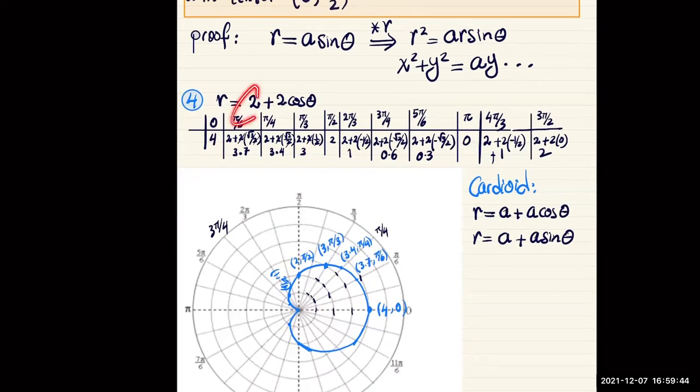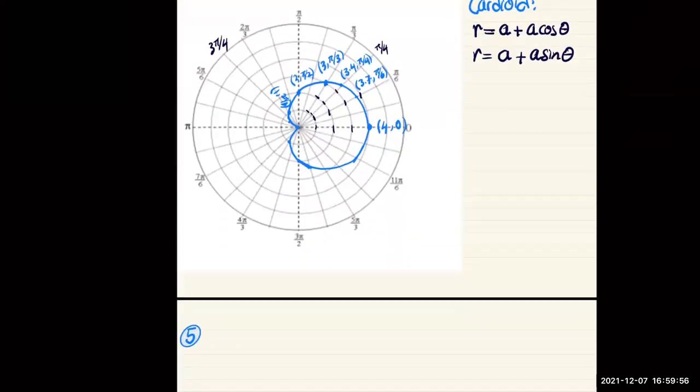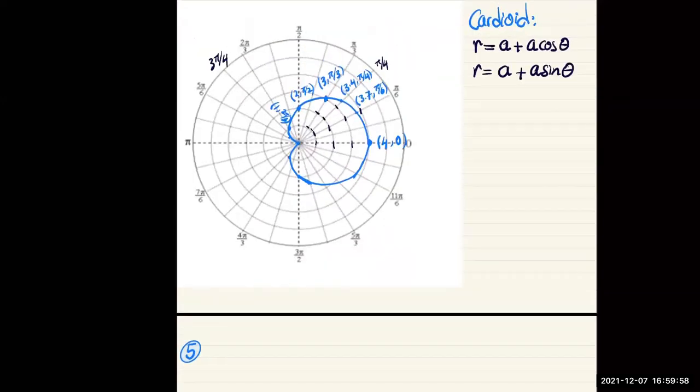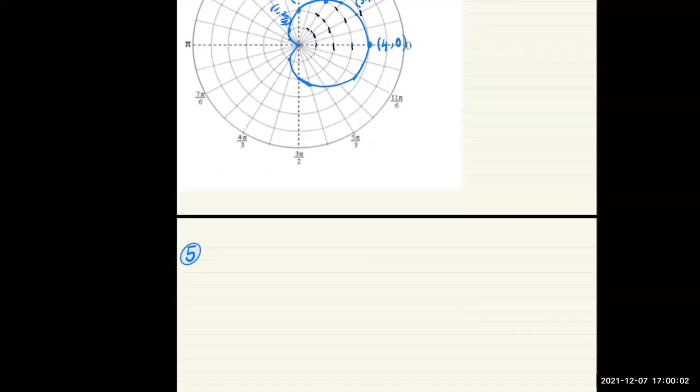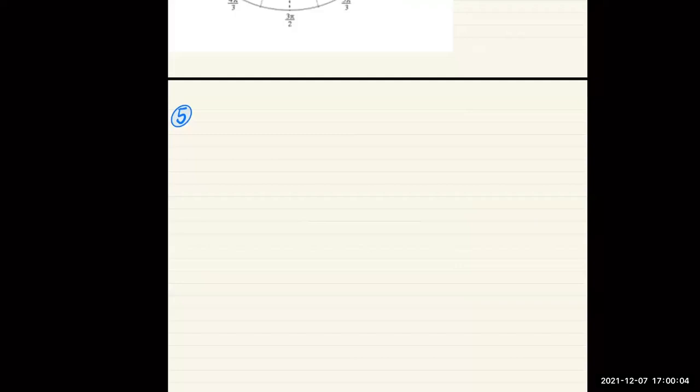But if these numbers don't match, then R could be negative, especially if this number is less than this number. And when R is negative, something really interesting happens. So let's see. Let's go with R equal to 1 plus 2 cosine theta.